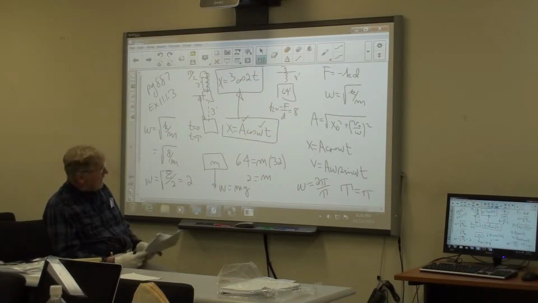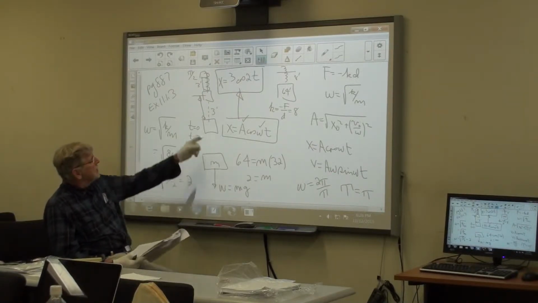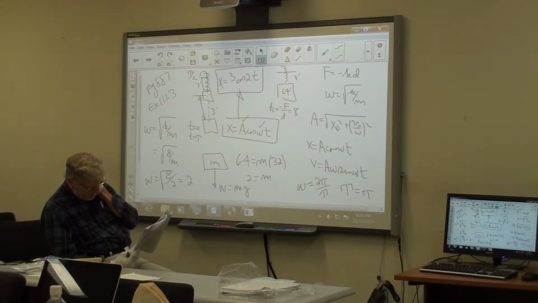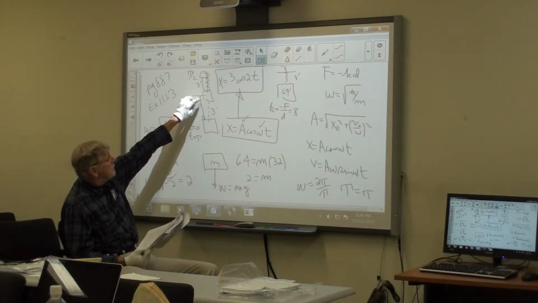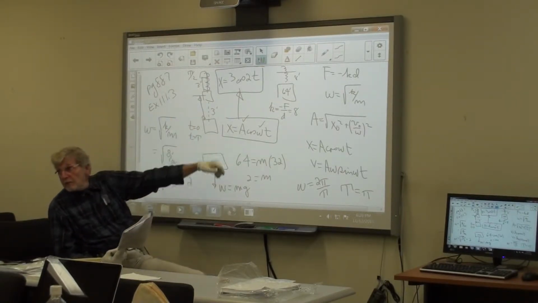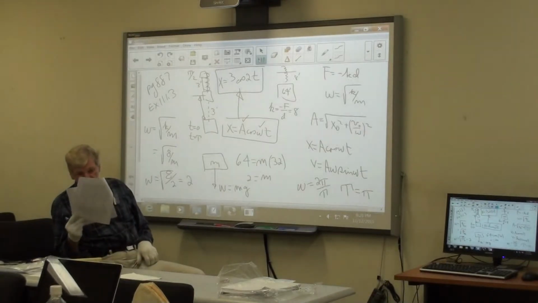Now, is the object heading upwards or downwards when it first comes back to equilibrium? Is it going up or down? Sorry, when it first comes to this point after we let go of it, is it headed up or down? Up. Okay. So we've answered those 3 questions.